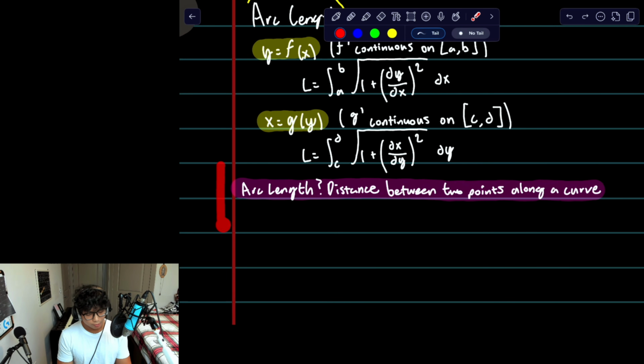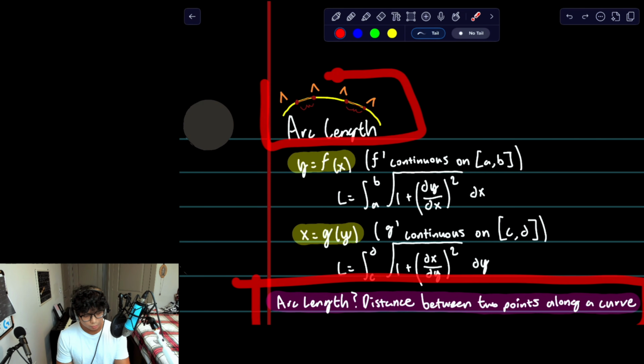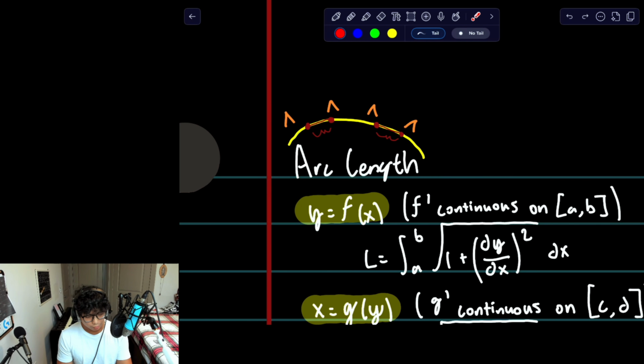And if you're curious as to what arc length is, it's basically just getting 2 points on a curve. And over here, I just drew a sun. So 2 points of a curve, like over here and here, and here and here, and just finding the distance between the 2 points.